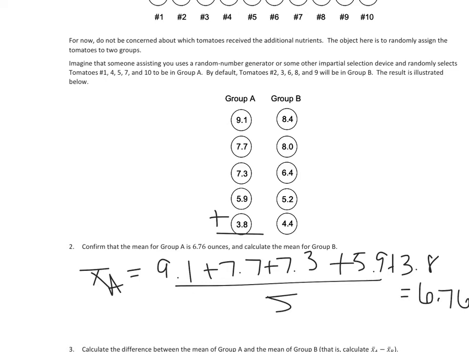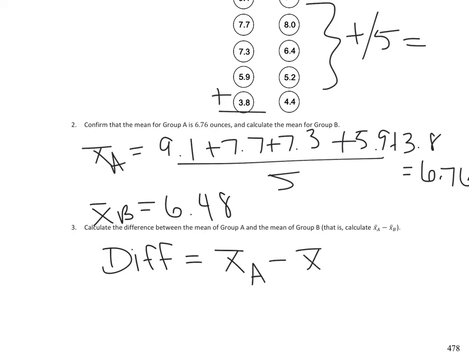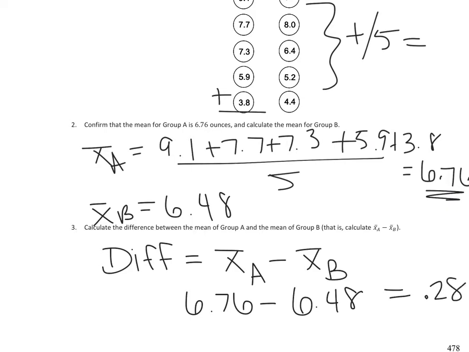Then they ask you to also find the mean for group B. So I'm going to add this all up and divide by 5, and when I add all those up, I do get a mean for group B of 6.48. Then they ask you to calculate the difference. This is a formula in statistics called the diff value. It's the mean of A minus the mean of B. So all you're going to do is take the means that you just got, 6.76, and subtract 6.48, and we get 0.28. Now this means that on average, group A has a larger mean.